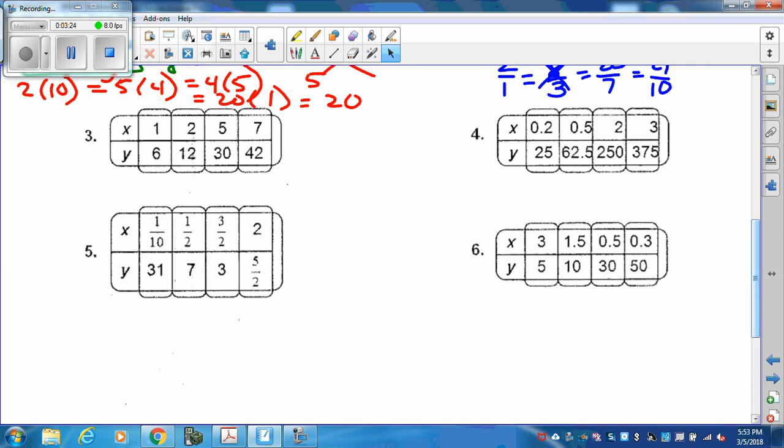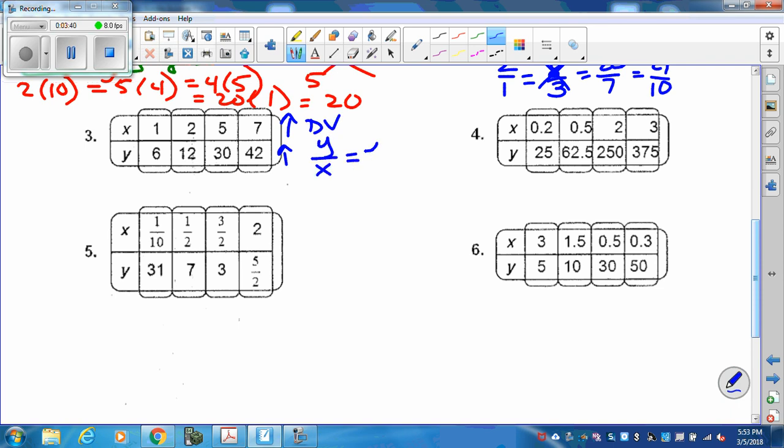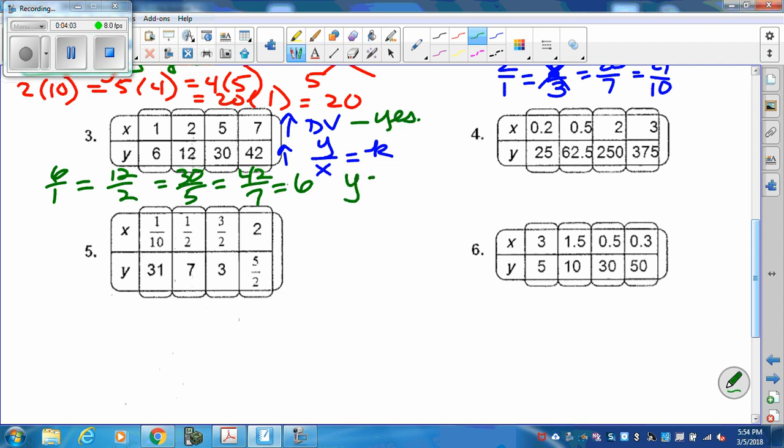I have x getting bigger and y getting bigger, so it could be a direct variation, which means y divided by x is going to be some constant. So I will check that out. I'm going to take 6 divided by 1, 12 divided by 2, 30 divided by 5, 42 divided by 7, and they're all equal to 6. So that is a direct variation, and my equation would be y equals my constant, which is 6, times x.